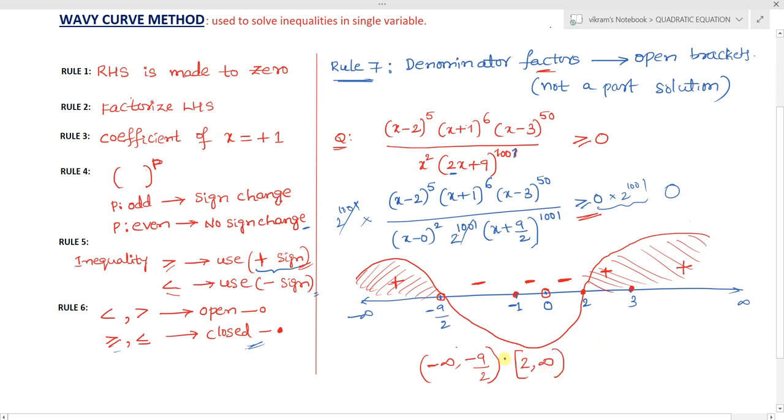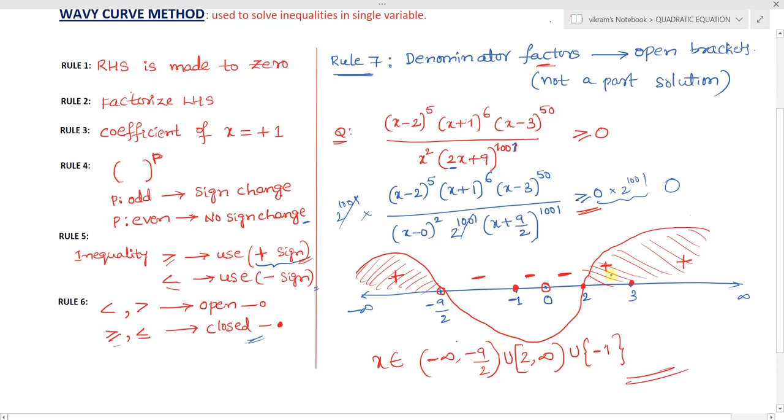Now these two have to be joined by union. And here, at minus 1, we represented it with a closed interval, which means minus 1 also satisfies this inequality. So union minus 1. Then the required solution is x belongs to the open interval minus infinity to minus 9 by 2, union closed 2 to infinity, union minus 1. This is our required solution for x.